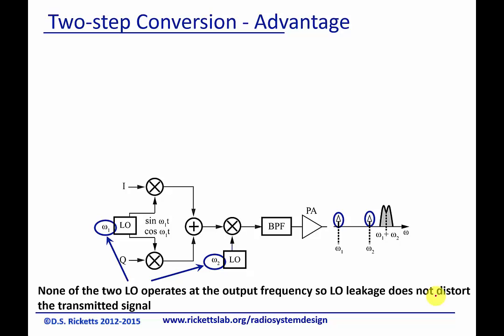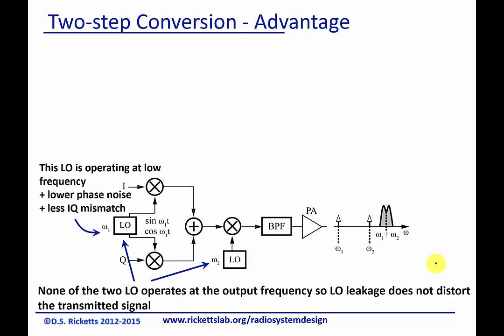So one of the benefits of this architecture, as you can see here on the bottom of the slide, is that neither of the LOs appears in the signal, right? So any carrier leakage is just going to pop up at the original omega 1 and omega 2, but doesn't show up at our signal. So that's the major benefit, is we've eliminated any carrier feedthrough that might be a problem for us.